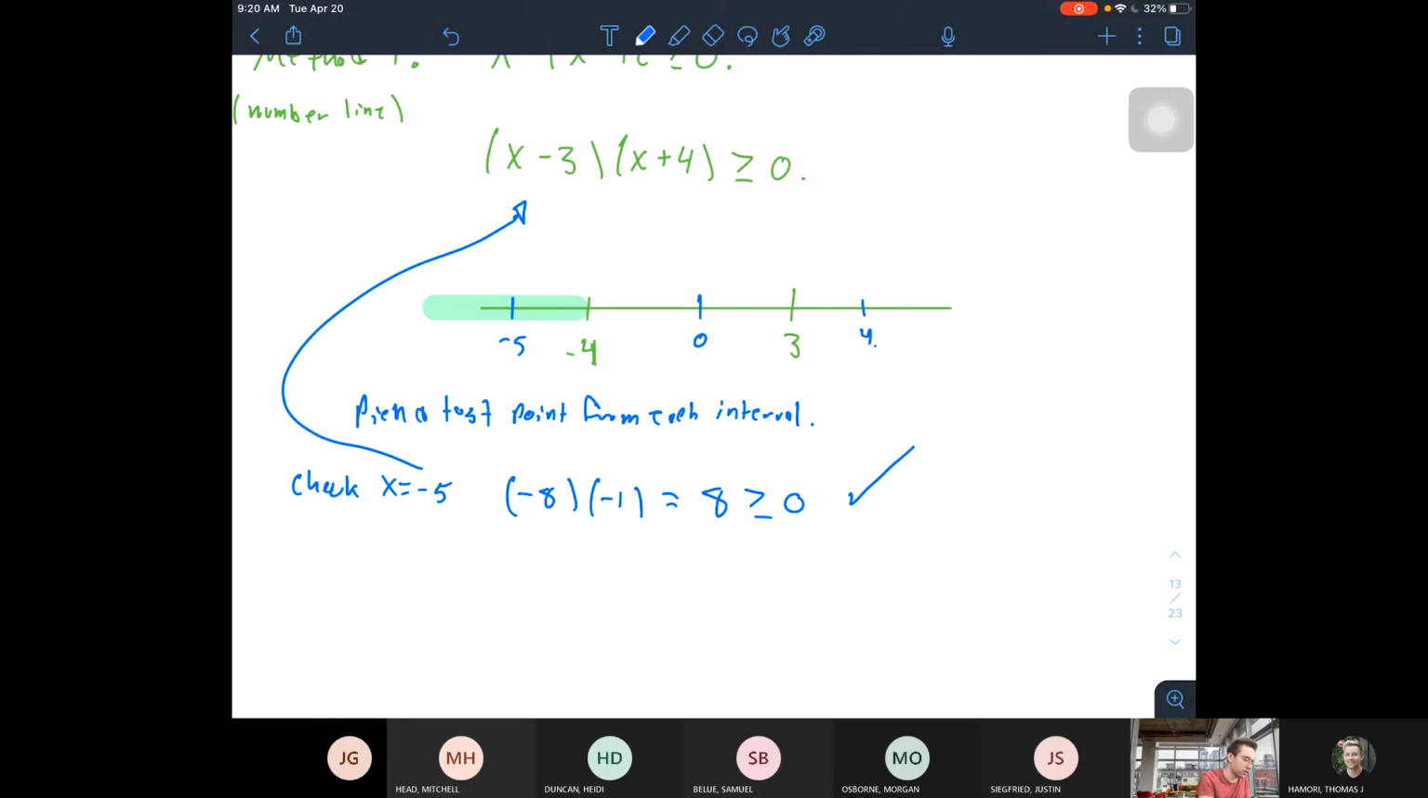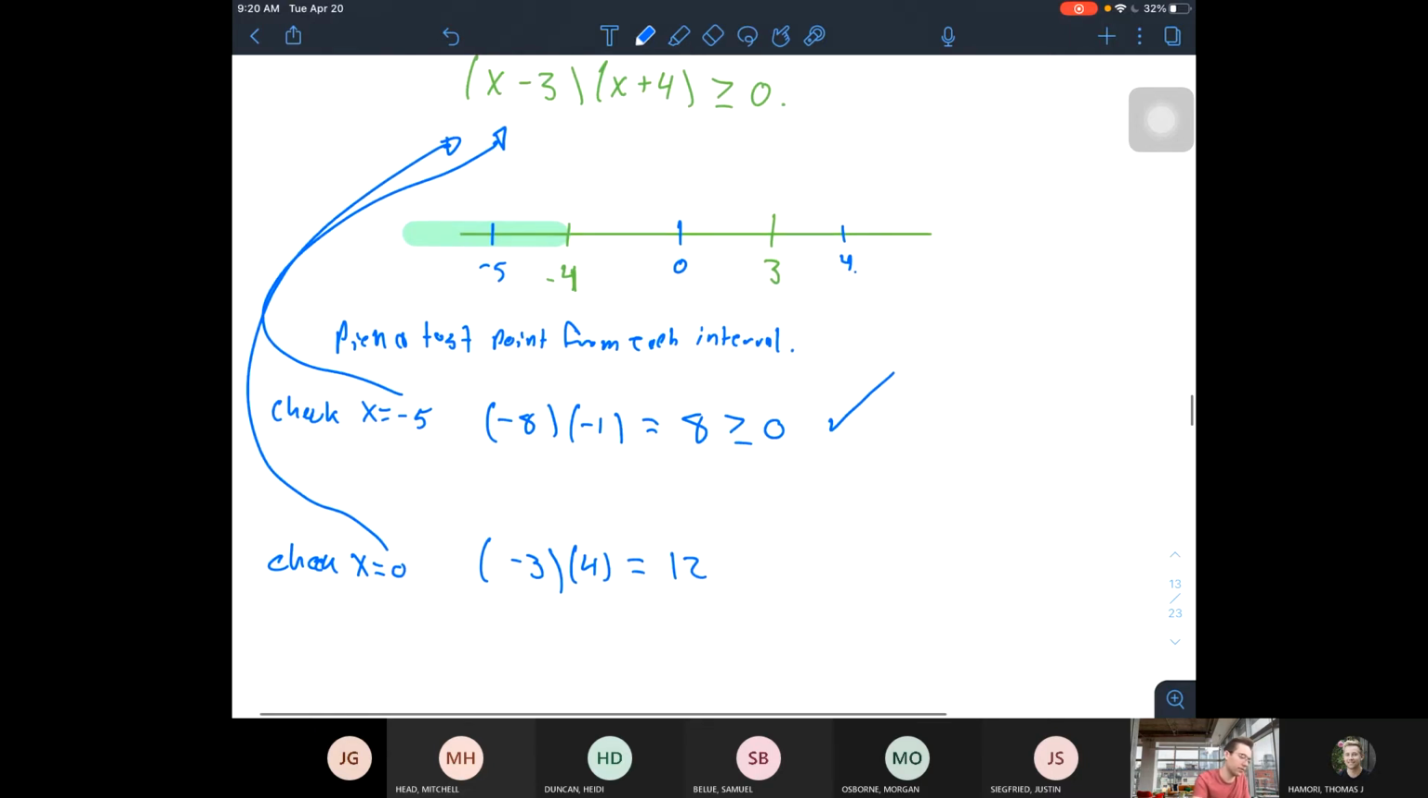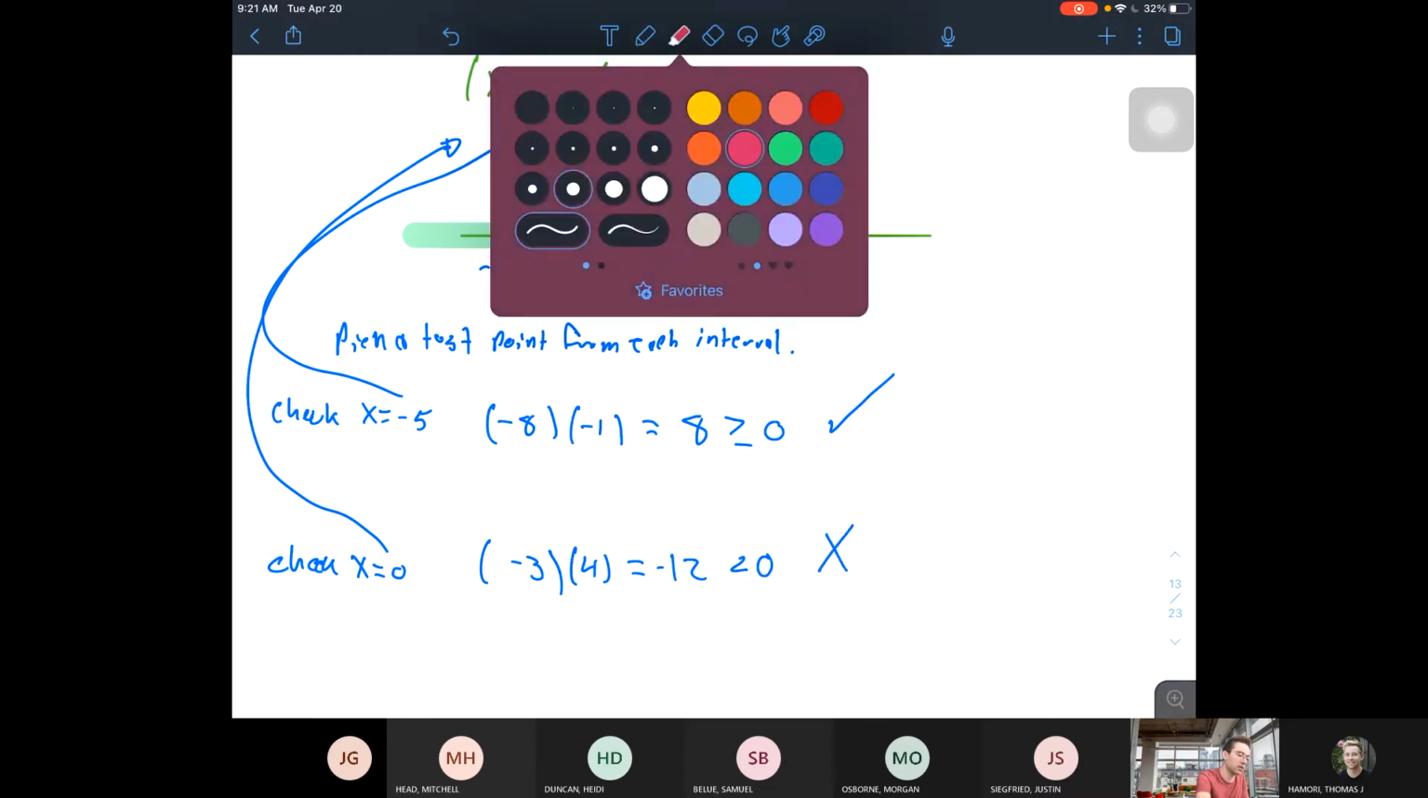Okay, then I check x equals 0. I plug it into the function. I get 0 minus 3 is negative 3. Multiply that times 0 plus 4, which is positive 4. I get negative 12, which is less than 0. So this one fails. So this whole region is bad.